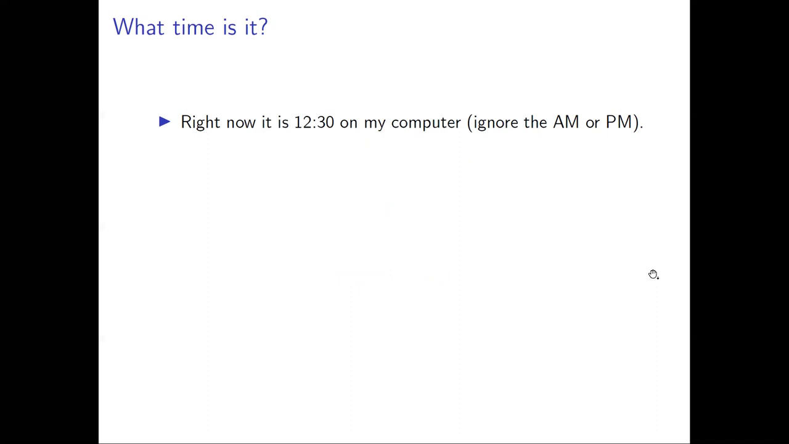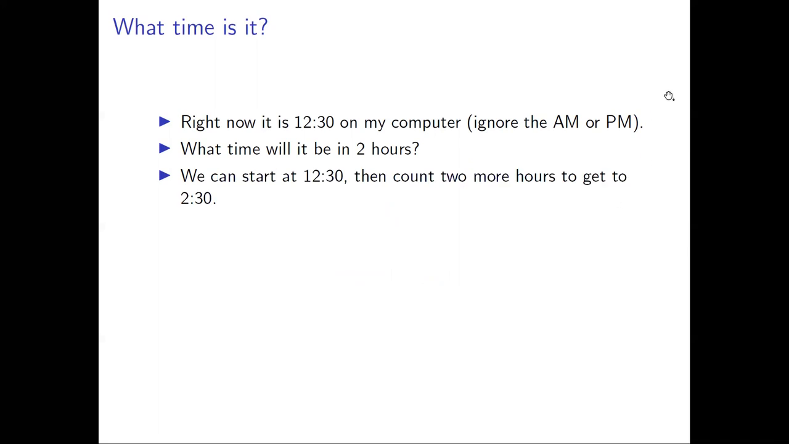So, here's some of the intuitive examples that I was talking about. Suppose that right now, it is 12:30, according to my computer, and we can ignore the AM or PM. And then you could ask, what time will it be in 2 hours? Something like this, we can do pretty easily, just starting at 12:30 and then counting 2 more hours from there. And that gets us 2:30. Again, we're ignoring AMs and PMs.